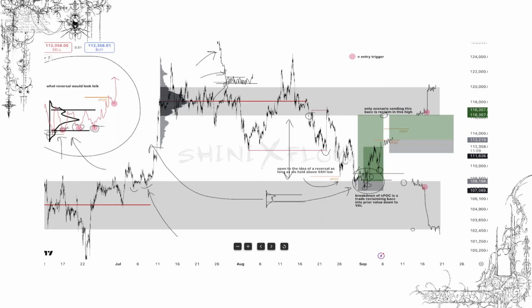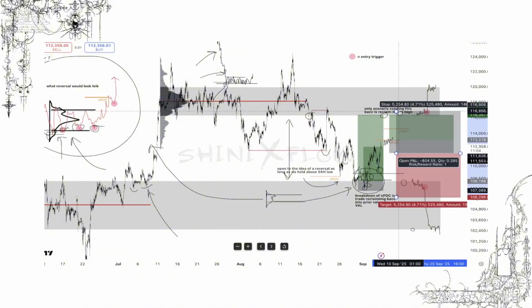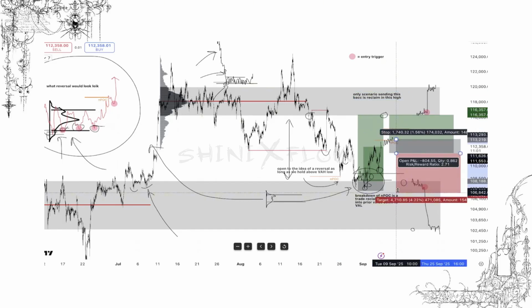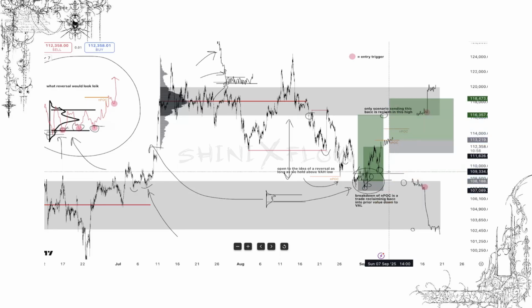Or if it starts to break down here, I'm interested in a short. I'll probably trade a short setup right here and short it all the way down to the value area high of the lower range. So the moment it starts to get some sort of trend or continuation setup right here, it's going to be a pretty good trade in the making.